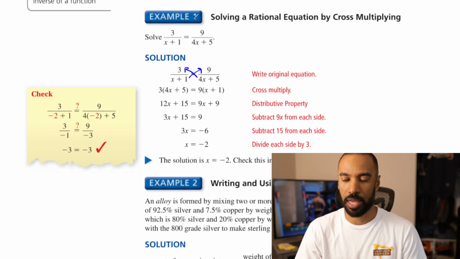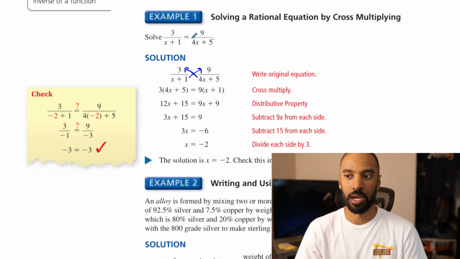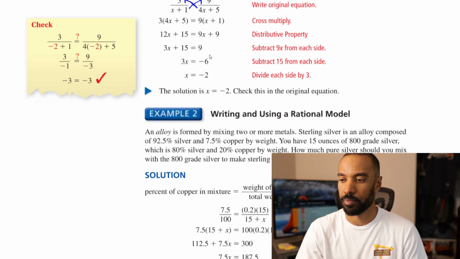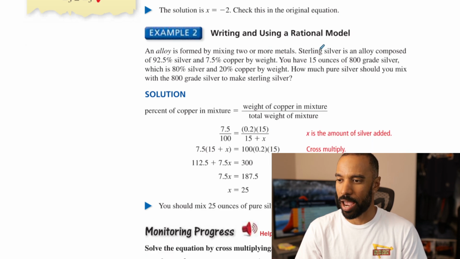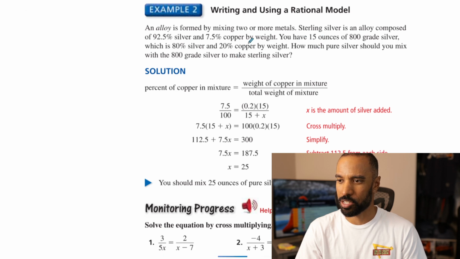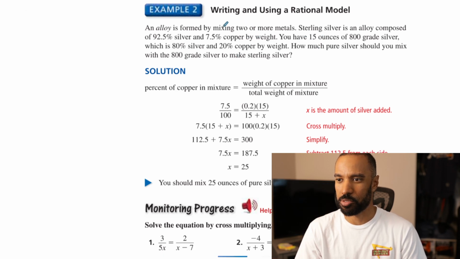That's the first example. That makes me think our first problems will be proportions where we solve, something that you might have done since IM1. I'm not really sure. Second example, writing and using a rational model. Okay, we're actually solving, maybe because it's still a proportion, we're doing word problems here next.